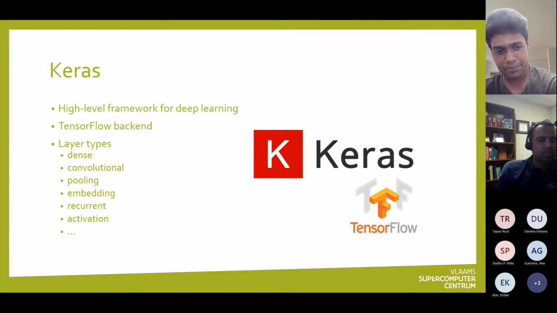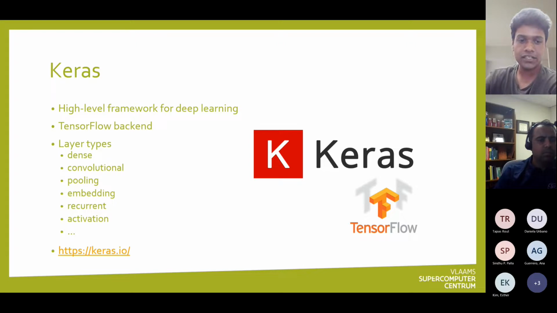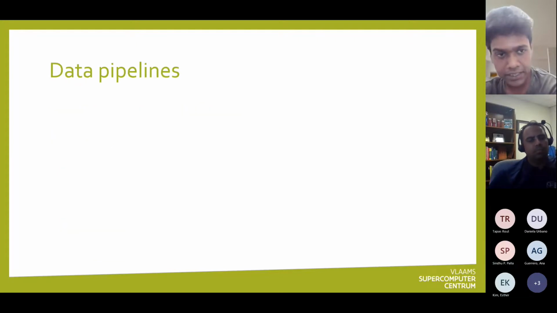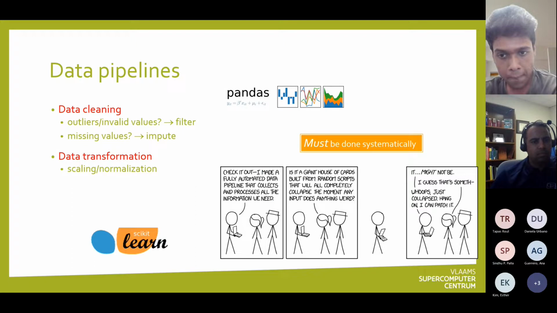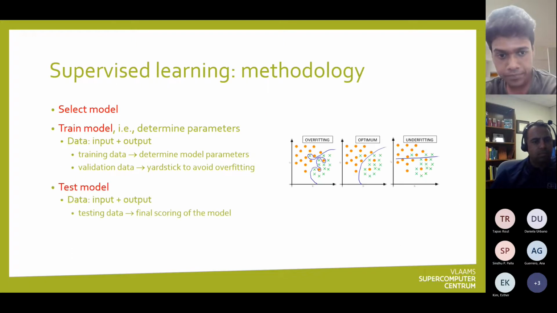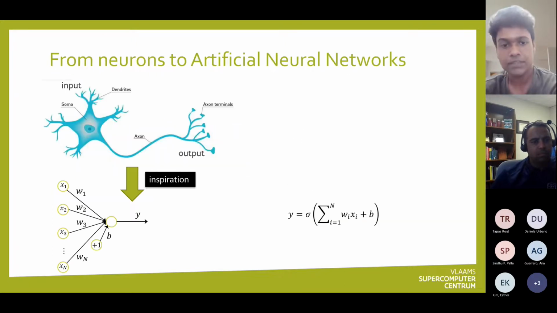By layer types, these are dense, convolutional, pooling, embedding, recurrent, and activation. There are different types of layers which you use in a deep neural network. Let me see if I have it in the next slide. I should have it. Yes. So I'll go over this slide first, then I'll return back. OK.